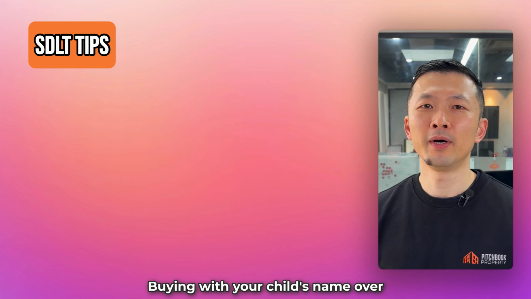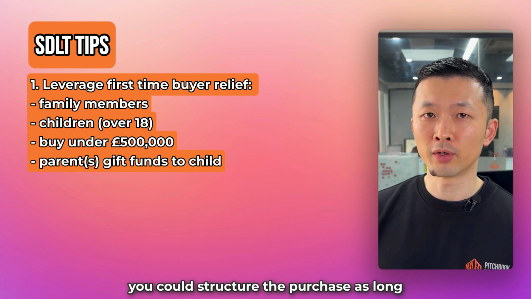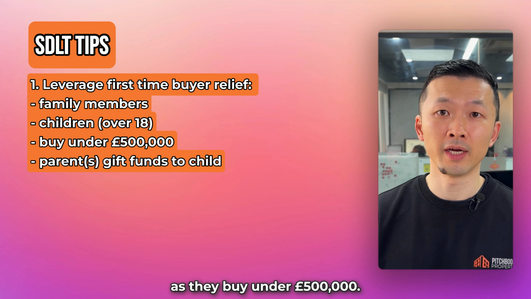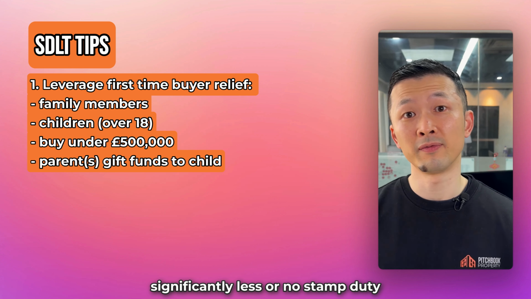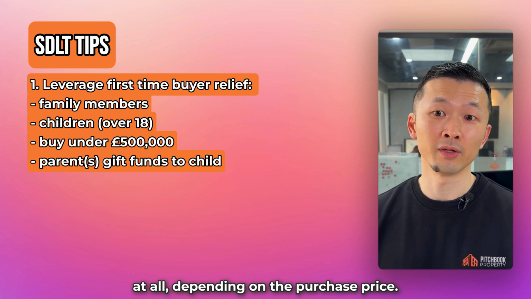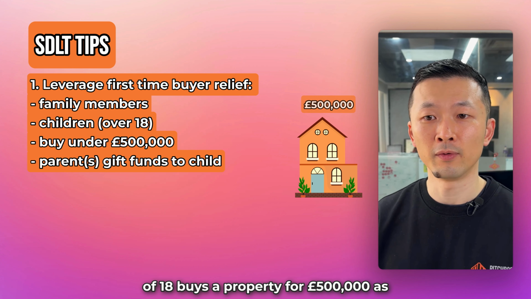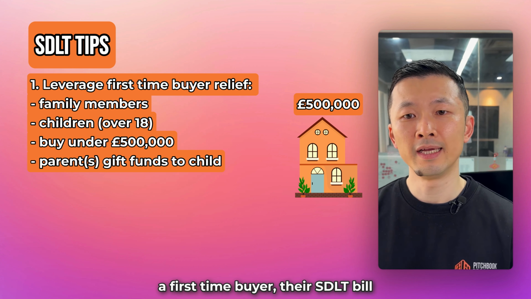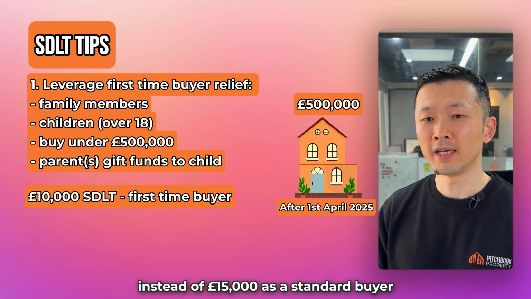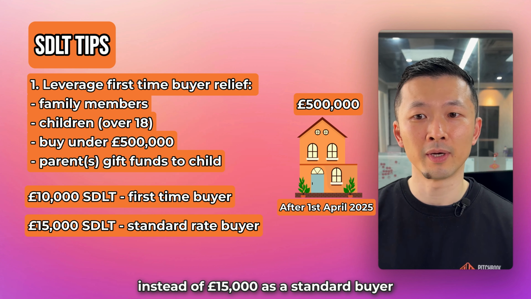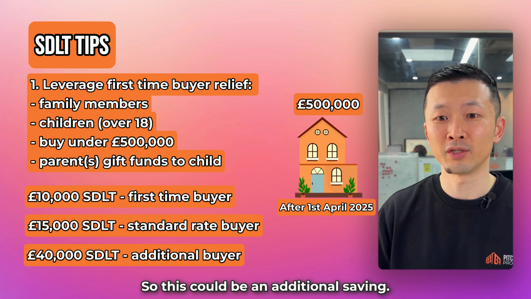the current changes. If you're buying with your child's name over the age of 18 or a family member who's a first-time buyer, you could structure the purchase as long as they buy under £500,000. This way they can take advantage of the first-time buyer relief and pay significantly less or no stamp duty at all, depending on the purchase price. For example, if your child over the age of 18 buys a property for £500,000 as a first-time buyer, their SDLT bill would be £10,000 after April the 1st, 2025, instead of £15,000 as a standard buyer or £40,000 if it was an additional purchase. So this could be an additional saving.